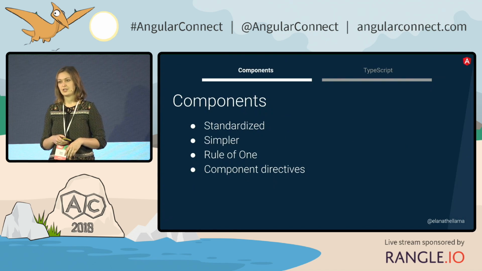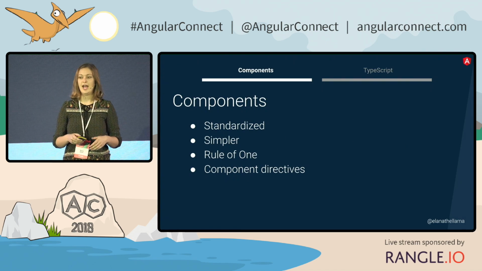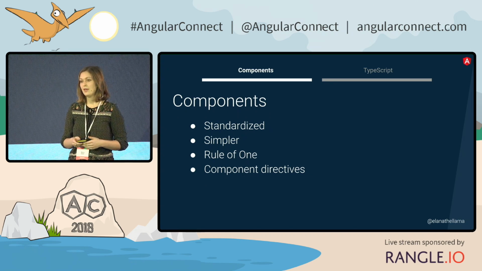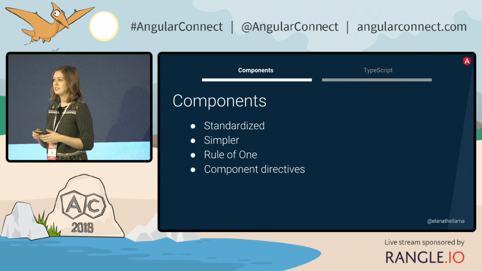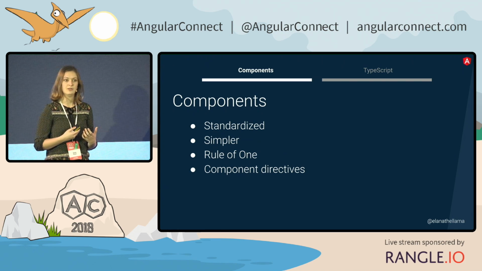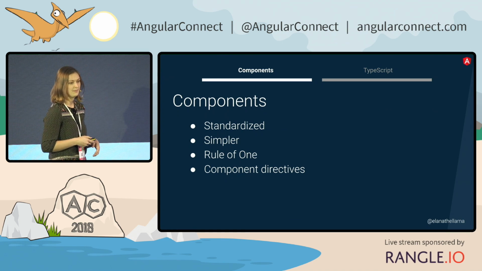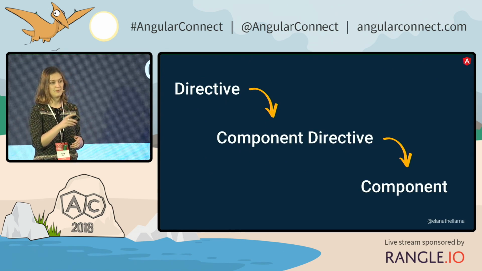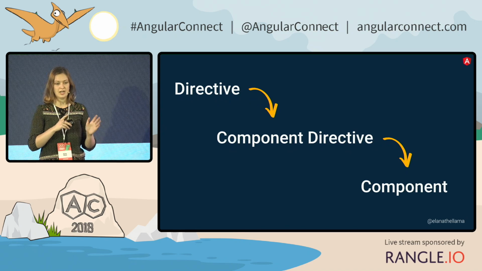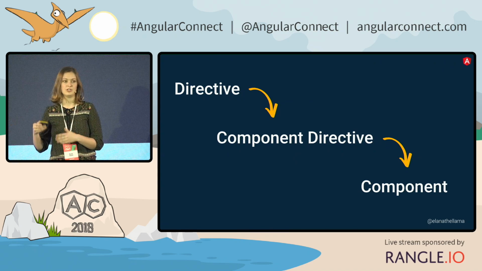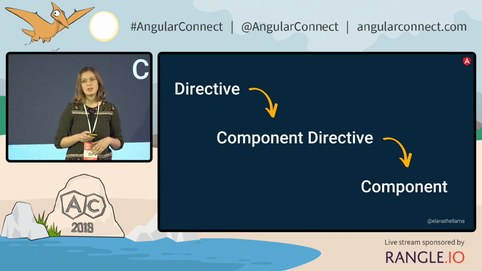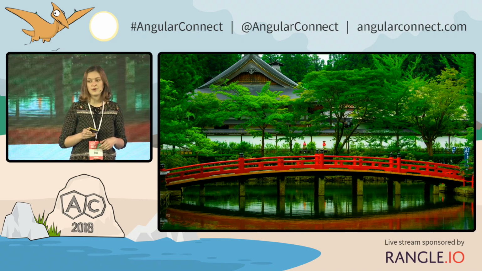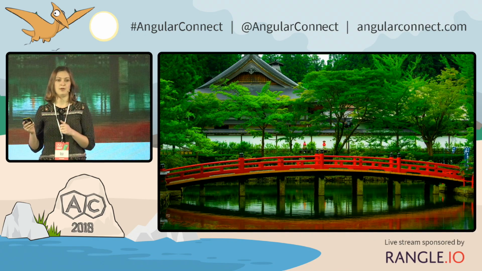Now, a component-based architecture helps standardize and simplify how we build AngularJS applications and Angular applications. If you follow the rule of one approach, you can simplify and organize how your application is built so that you have one component per file. You can also use component directives, which help bridge the gap between a directive, which is in AngularJS, and a component, which is in Angular. Component directives were introduced in AngularJS version 1.5. They truly bridge this gap because before you couldn't just jump from a directive to a component.